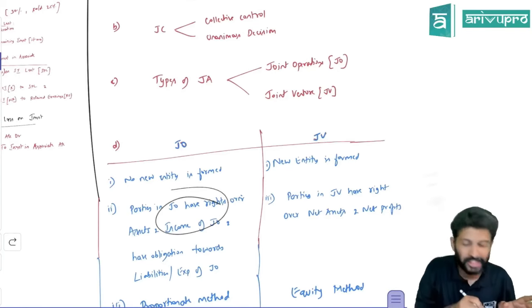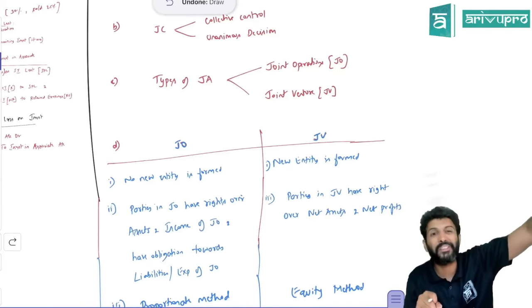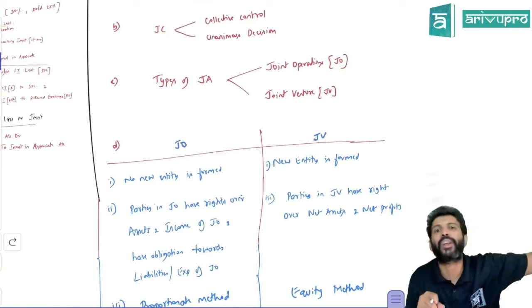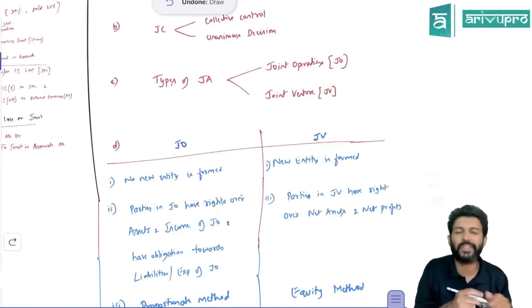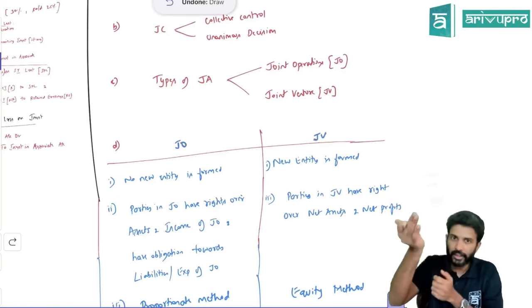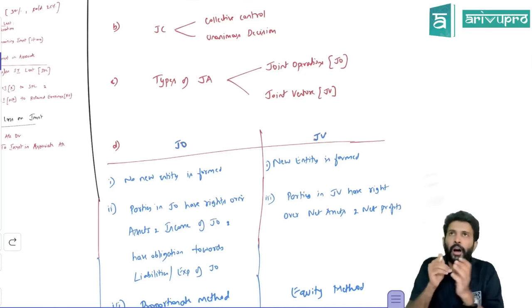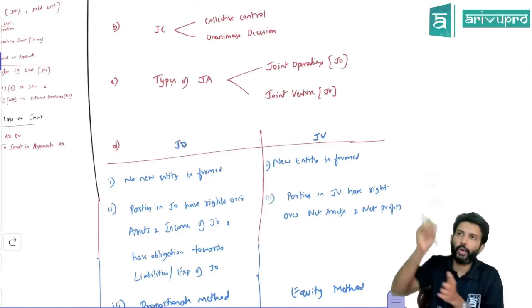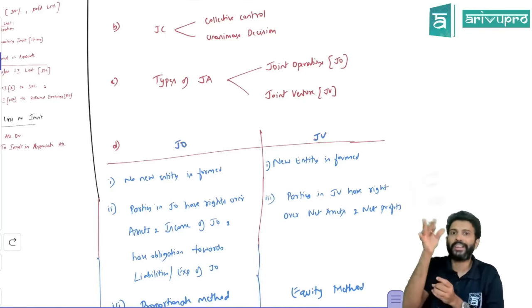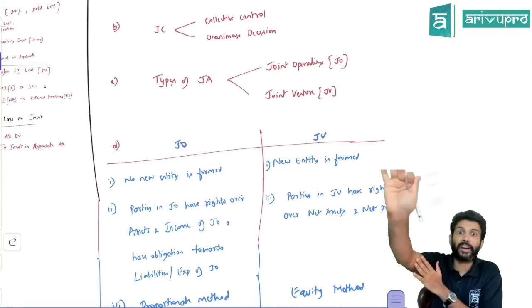So in all joint operations, each party will have their own share of the asset, liability, income and expense, and they will record their own share. So if the problem specifies, just to give you an example, that a new entity is formed, the moment you say new entity, that means you can't conclude it as a joint venture.